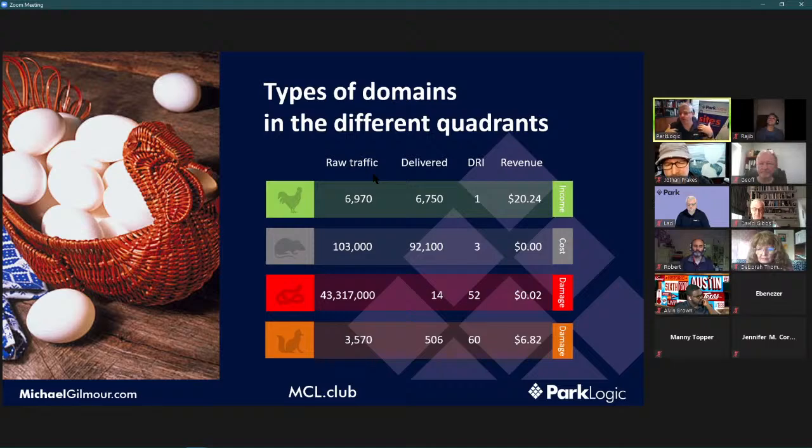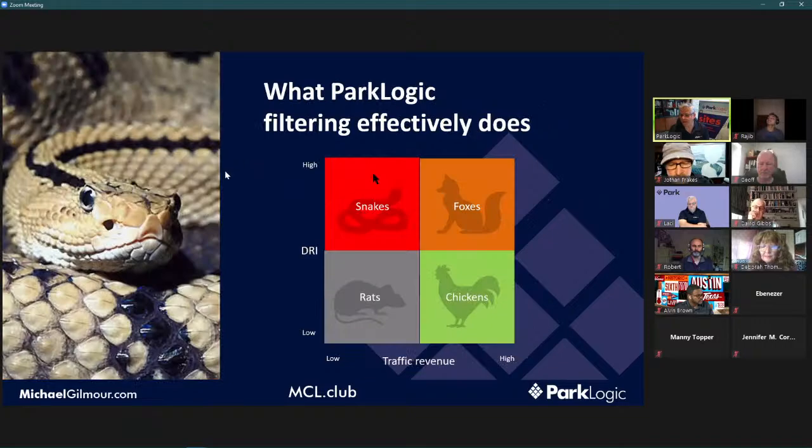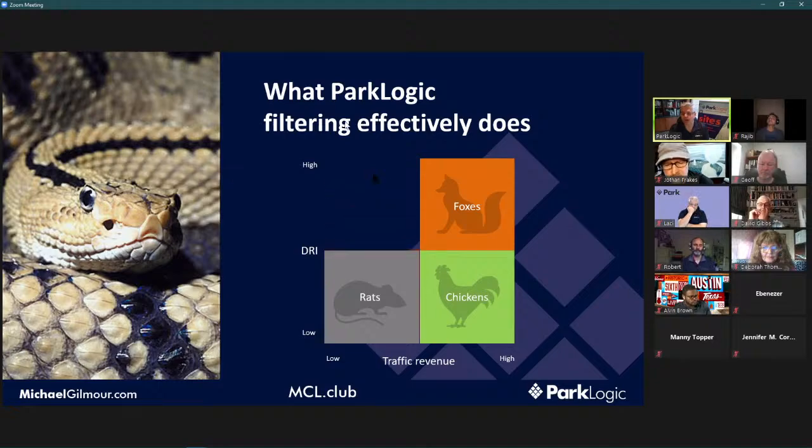If you put these types of domains with a traditional provider that doesn't do any filtering or focus on quality for advertisers, then you risk a whole lot of issues. So what do we do at ParkLogic while we're working with our clients? We take the snakes, we filter out all the bad stuff, and we turn them into rats. You probably should still get rid of them because they're a cost to your business. But at least they're not a snake anymore.